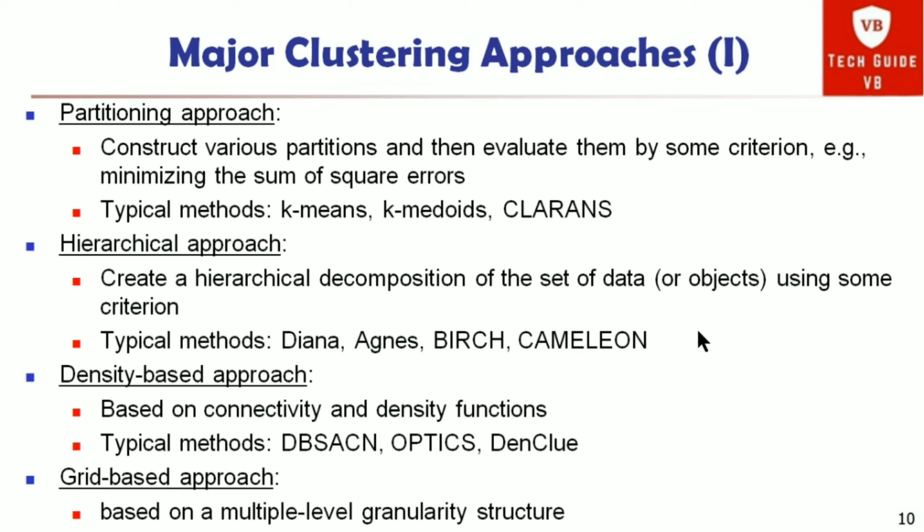If we consider the third approach, the density-based approach, it is based on connectivity and density functions. The methods for the density-based approach are DBSCAN, OPTICS, and DENCLUE. Then the grid-based approach is based on a multiple-level granularity structure.